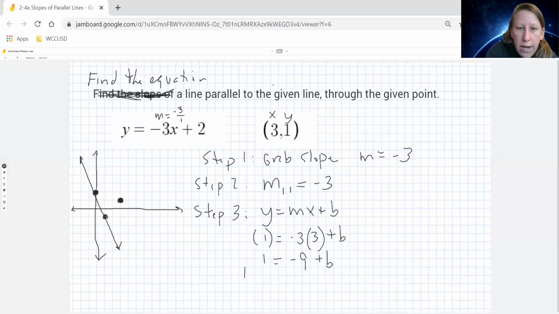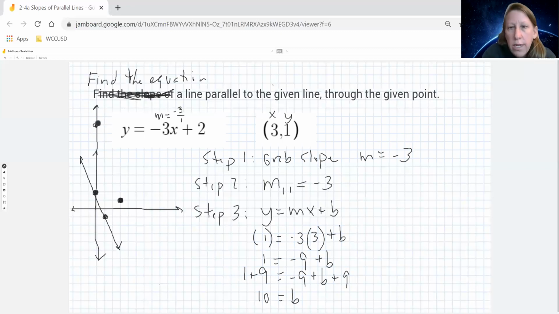Okay, I'm going to add 9 on both sides. That gives me that it's going to go through the y-axis all the way up at 10. So 1, 2, 3, 1, and so on. All the way up here is where it's going to hit. This is 10. 10 is up here.